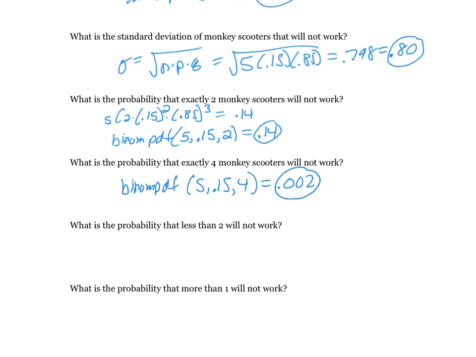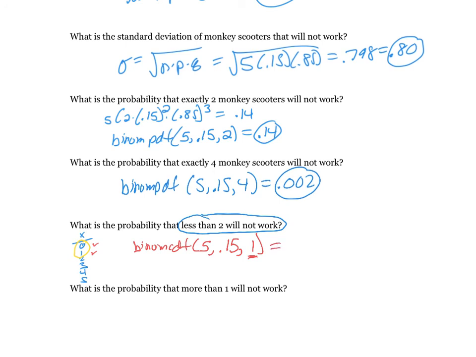What's the probability that less than 2 will not work? Now, when they do these less than 2 ones, I like to just write down what are the possibilities first. And the possibilities are that I could get anywhere from 0 to 5 not working. And less than 2 means 1 and 0. So that's the one where I want to use the binomial CDF command. And I would do 5. There's 5 trials. There are 5 scooters. The chance of not working is 15%. And I'm going to type in a 1 because I want to add up 1 and 0. And whatever I type in here, it's going to start there. And I don't want 2 because it's less than 2.